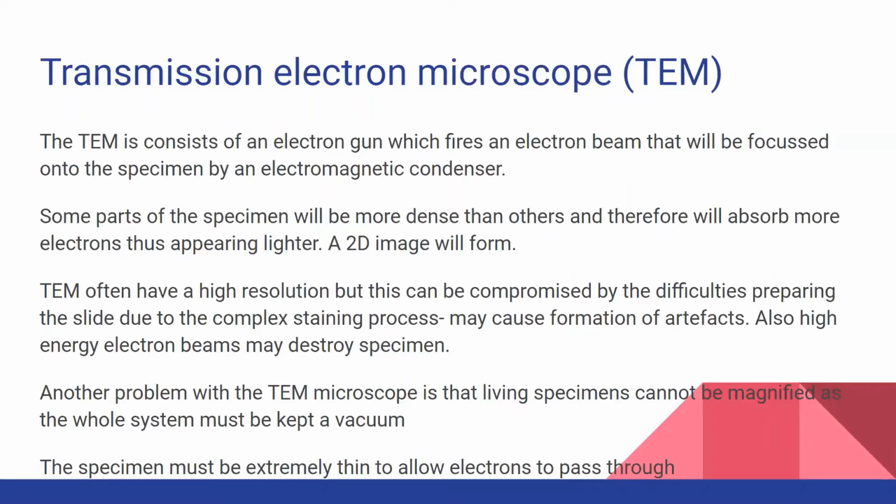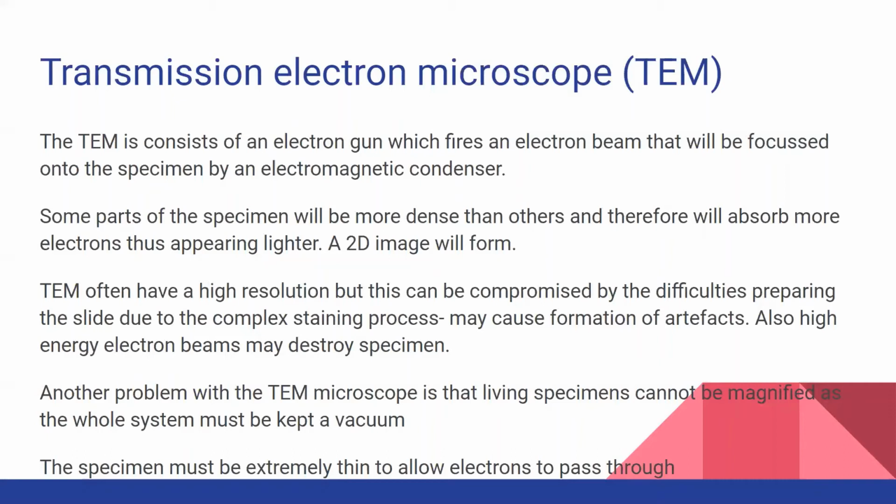The TEM often has a very high resolution, but this can be compromised by the difficulties preparing the slide due to the very complex staining process required, and this may cause the formation of artifacts, therefore hindering resolution. Also, high electron energy beams may also destroy the specimen, therefore meaning that the resolution capability might be quite limited. And it will also affect the magnification that you can go to, because the higher the electron beam, the less you'll probably be able to see because you may destroy more of the specimen.